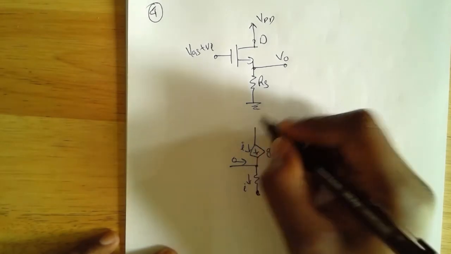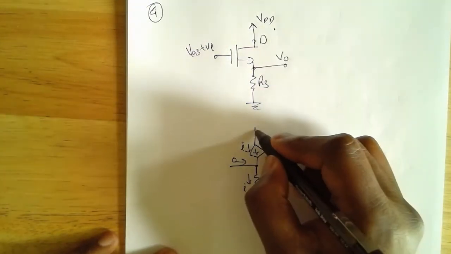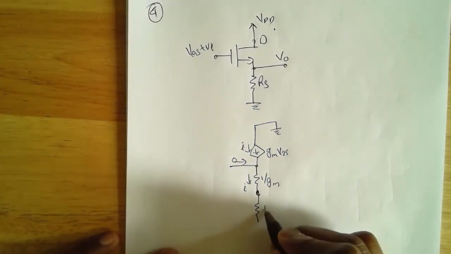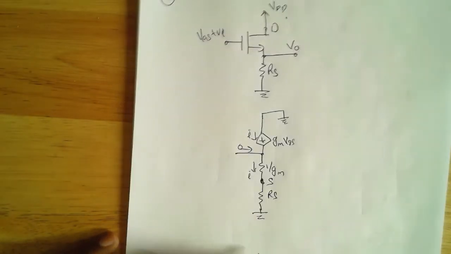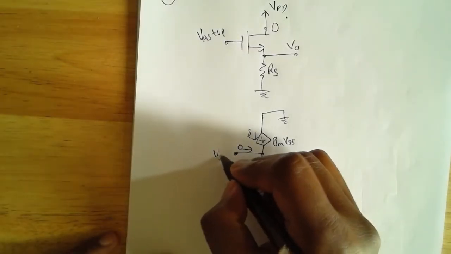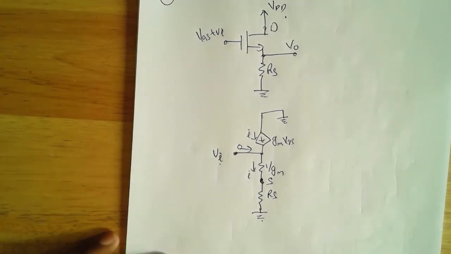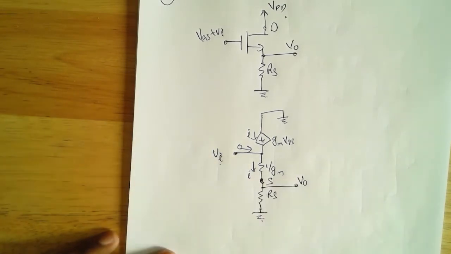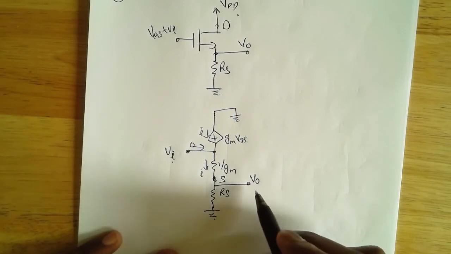And again, since VDD is a constant voltage, as far as AC is concerned, that's 0. And then there is a resistance RS between the source and the ground. Then applying my VI here, this VI is with respect to the ground, and my output is here. So now let's solve for the relationship between input and output VO.